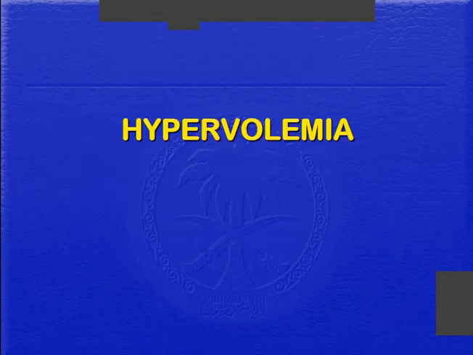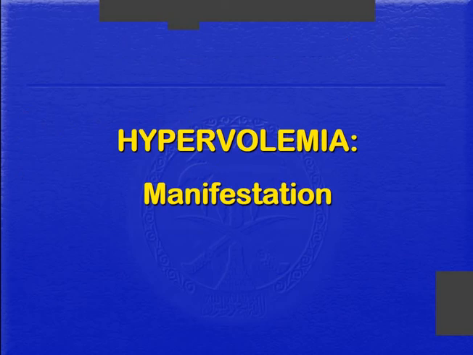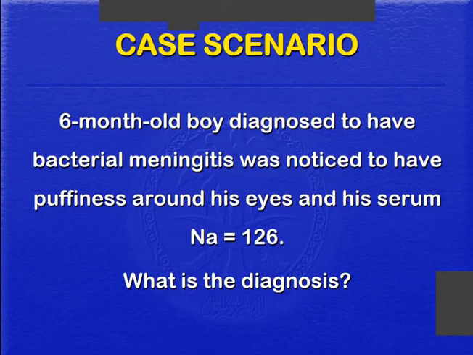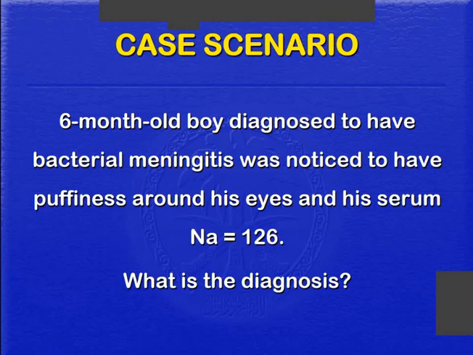Moving to the other side, patients with hypervolemia, either because of fluid retention, or iatrogenic giving too much volume, or because of endocrine causes like hyperaldosteronism. What are the manifestations of a patient with hypervolemia? Usually the patient will be hypertensive, with signs of fluid overload like puffiness around the face, chest wall edema, pleural effusion, or ascites, or swollen lower extremities. Let's move to this example.